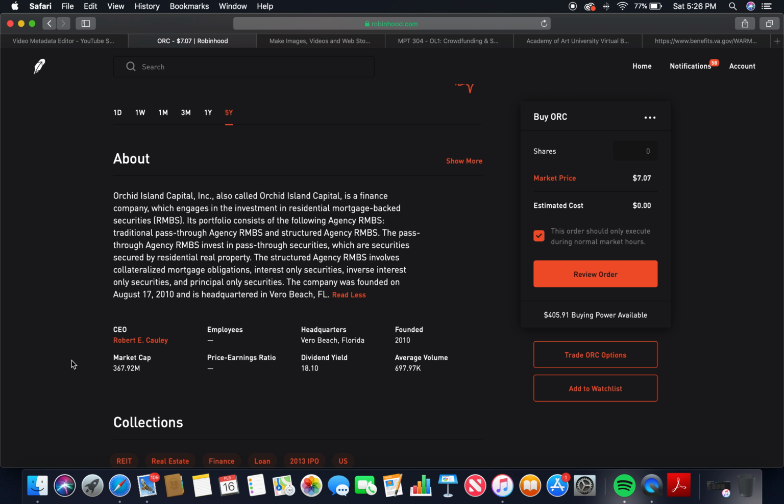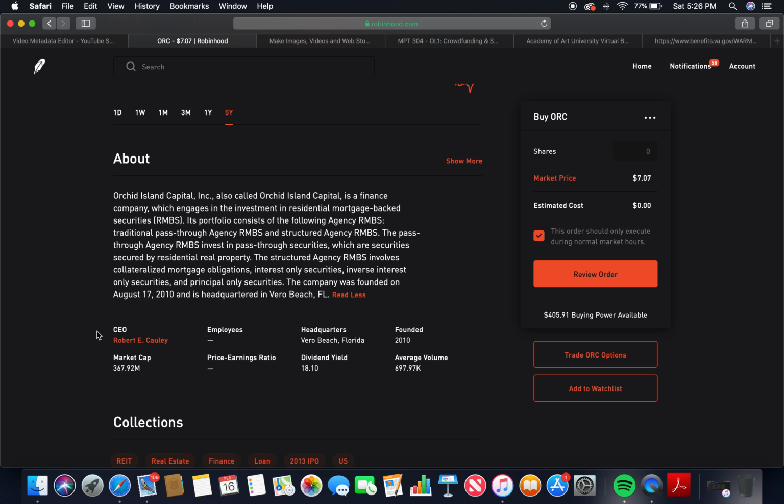About Orchid Island Capital Incorporated, also called Orchid Island Capital: it is a finance company which engages in the investment in residential mortgage-backed securities, RMBS. Its portfolio consists of traditional pass-through agency RMBS and structured agency RMBS. The pass-through agency RMBS invests in pass-through securities, which are securities secured by residential real property. The structured agency RMBS involves collateralized mortgage obligations, interest-only securities, inverse interest-only securities, and principal-only securities. The company was founded on August 17, 2010, and is headquartered in Vero Beach, Florida.